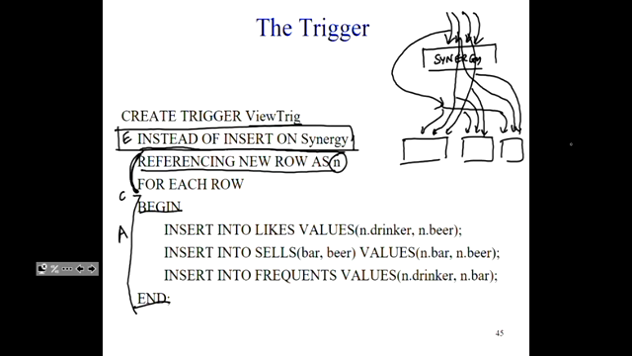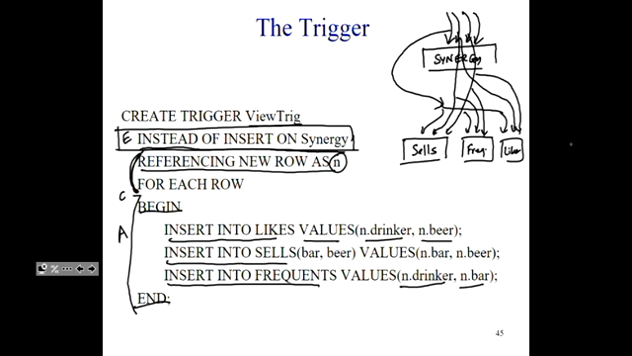So the 3 things that I need to do are to insert into sells, frequents, and likes, right? These are the 3 things that I need to insert. So I will insert into likes values n.drinker, n.beer. Insert into frequents values n.drinker, n.bar. Those are the 2 easy ones.